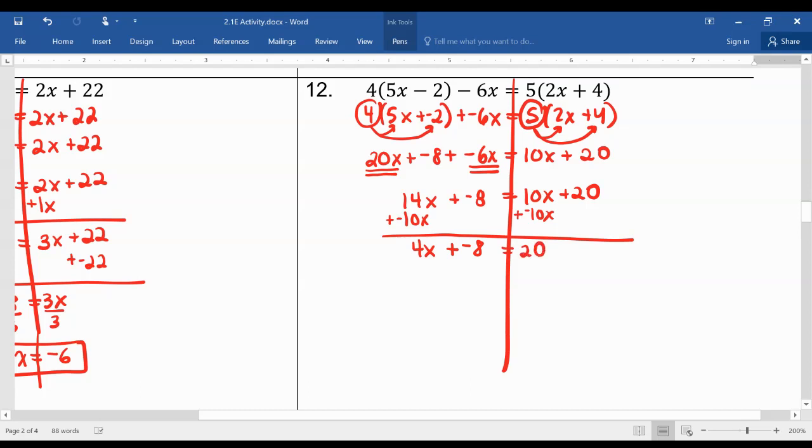So if you're watching this video to get a hint to get started, maybe see now if you can finish this. This is a problem we've worked on for a while. I'm going to add 8 to both sides. And I'm going to divide both sides by 4, and I get 7. X equals 7.